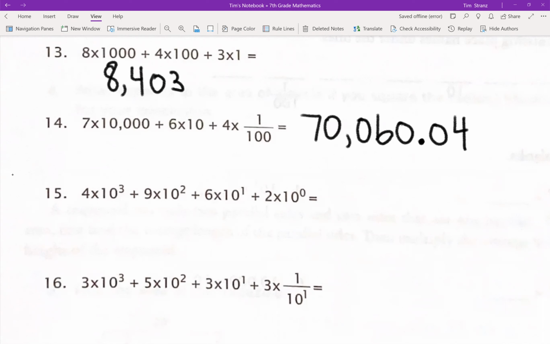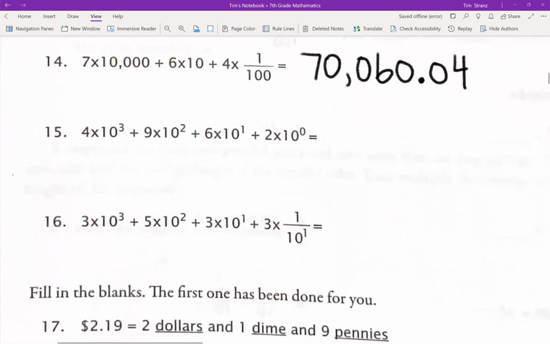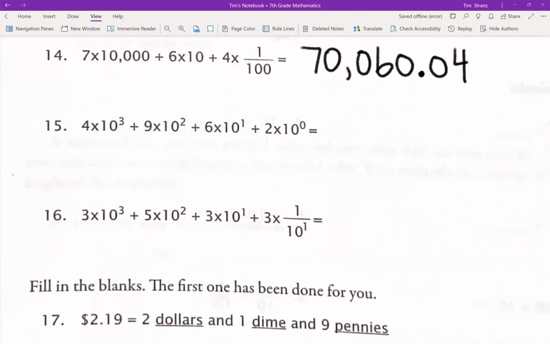All right, number 15. We have 4 times 10 to the third, which represents the number 4,000. 9 times 10 to the second represents 900. 6 times 10 to the first represents 60. And 2 times 10 to the 0 represents 2. So 4,962.